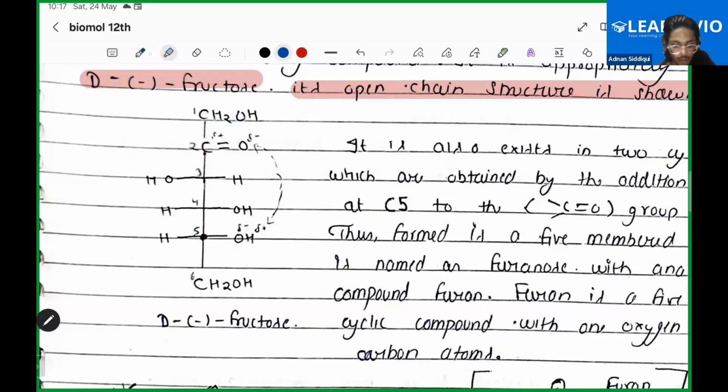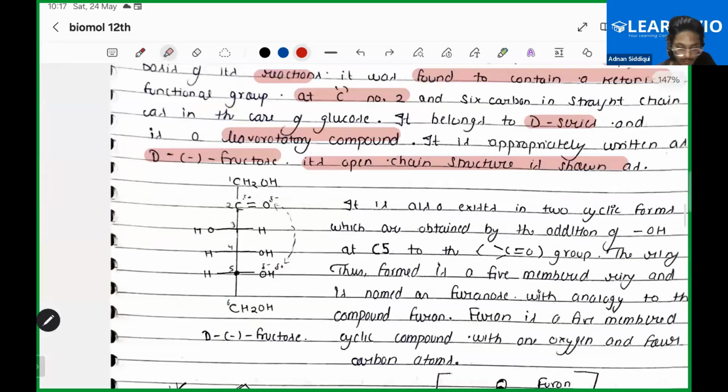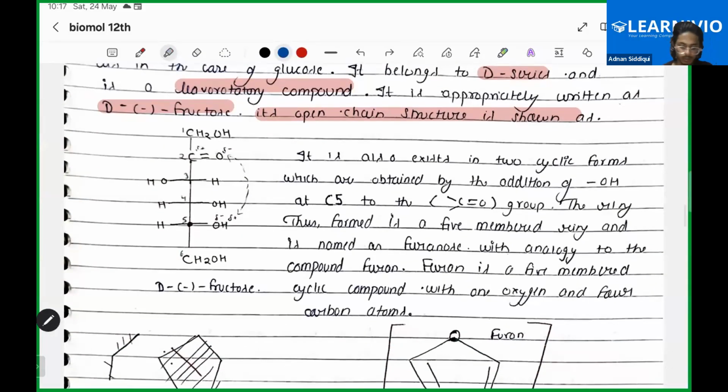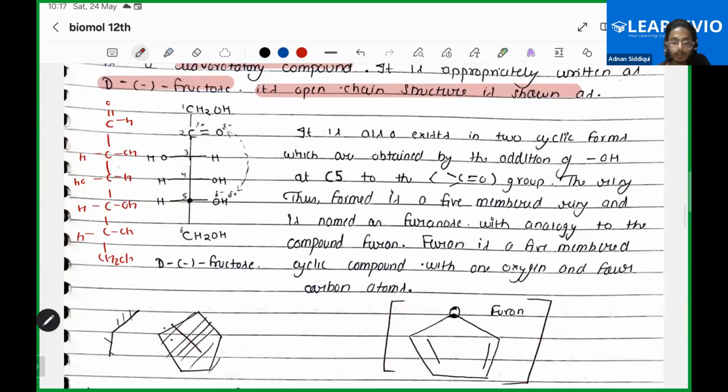Here, what is different? On the second carbon, we have this ketonic part. Apart from it, everything is the same. If we see both structures simultaneously, what will we observe? So what is different? On the second carbon, we have this ketonic part, and the rest is the same.